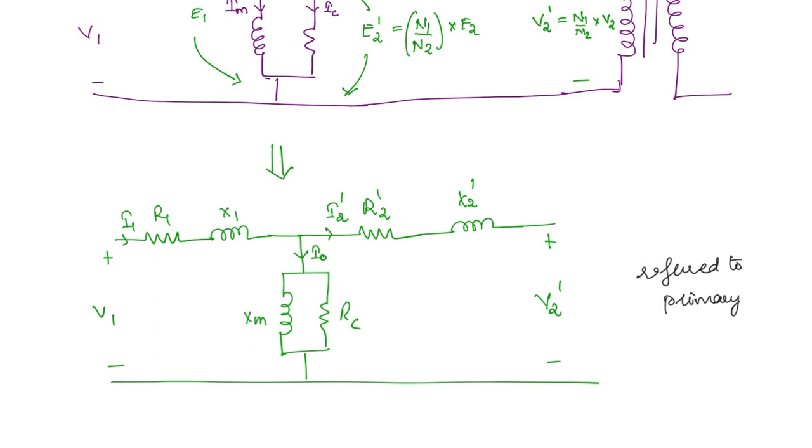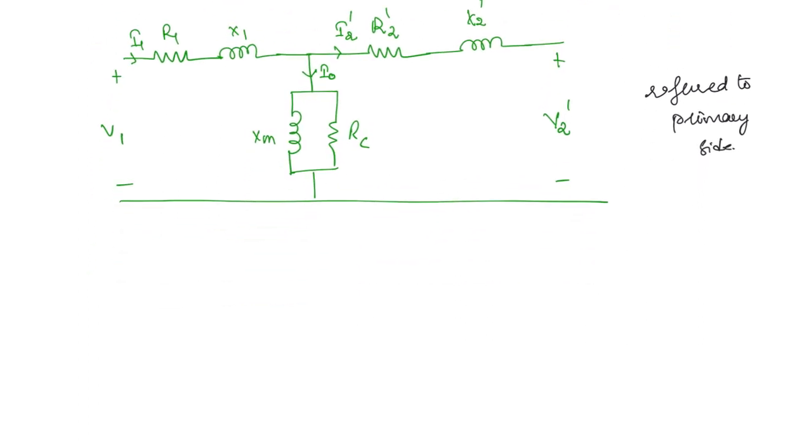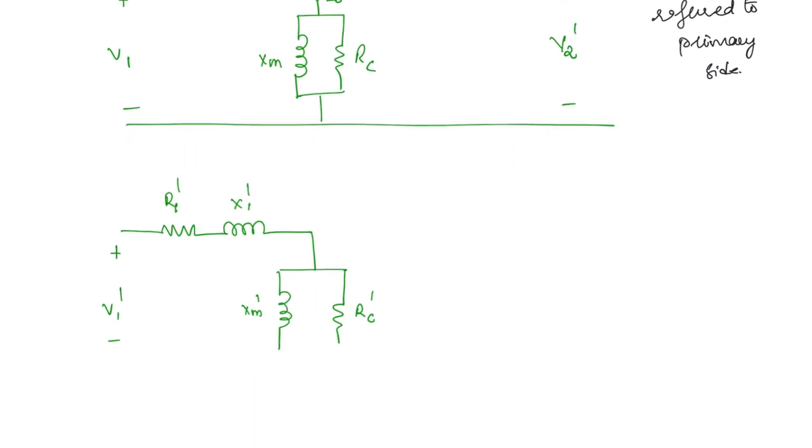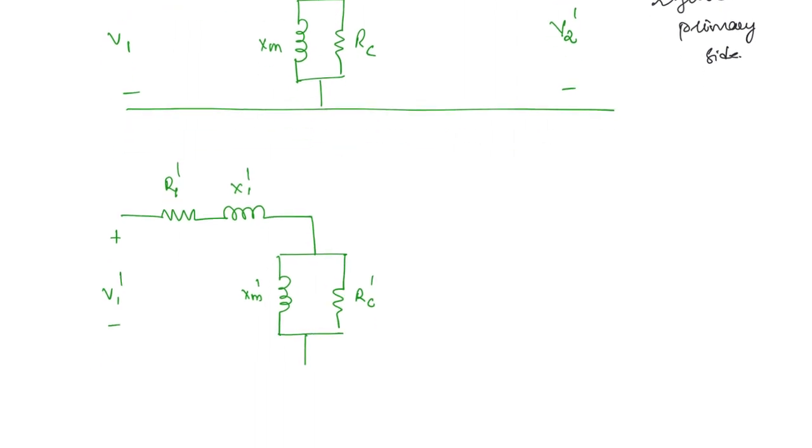Now similarly you can get it for the secondary side as well. So what will you get here? Now all of the primary terms are going to change. This is going to become R1 dash, this is X1 dash, and this is going to become V1 dash. Similarly, the shunt parameters Xm dash, Rc dash, and the secondary side parameters are going to remain as they are, R2 and X2.